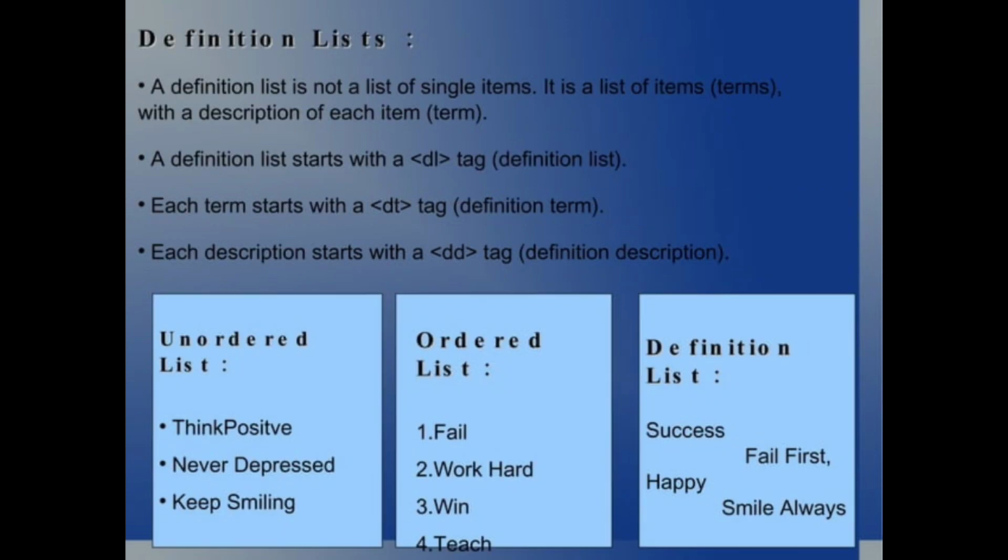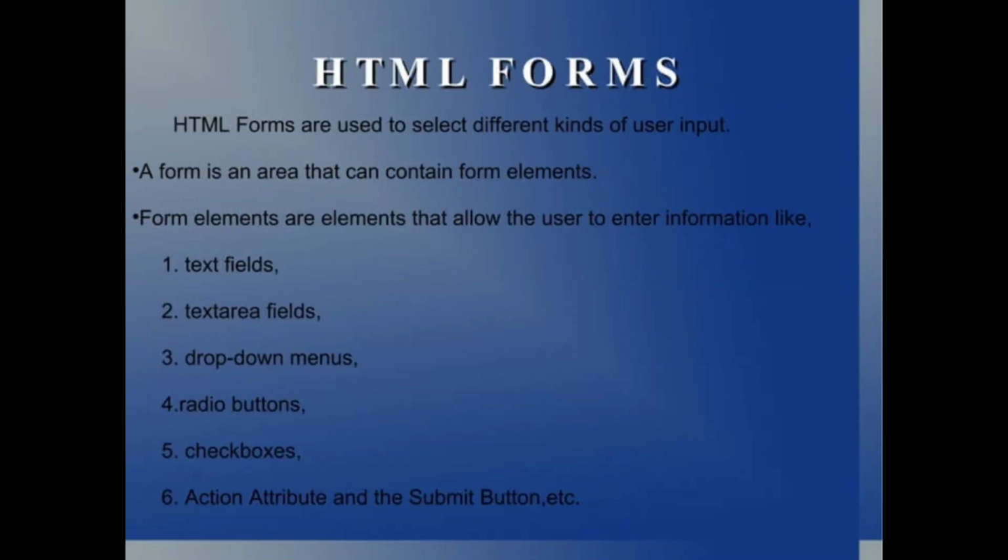What is the definition list? A definition list is not a list of single items; it is a list of items. This is the term. A definition list starts with the DL tag. Definition list means DL, definition term means DT, and DD means definition description. This is the definition list.